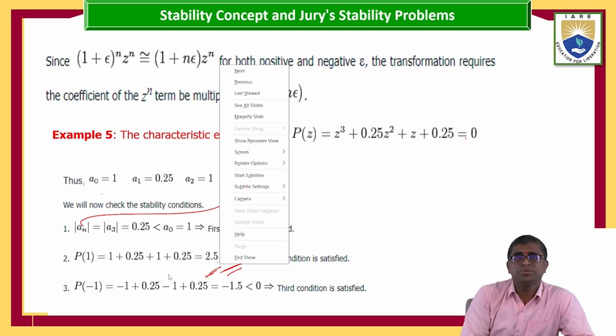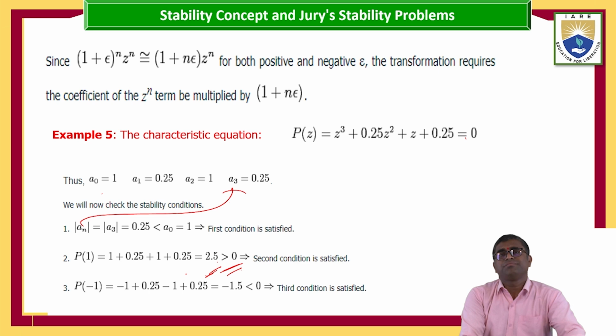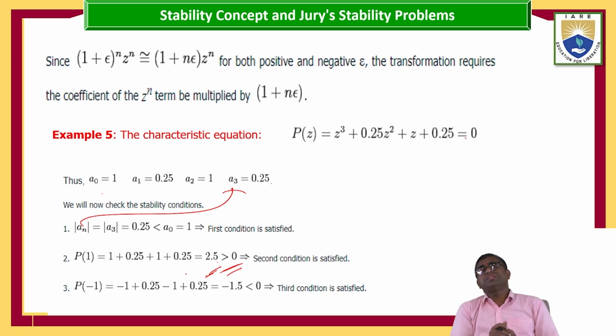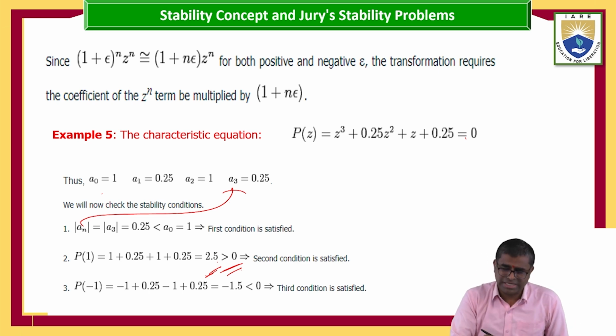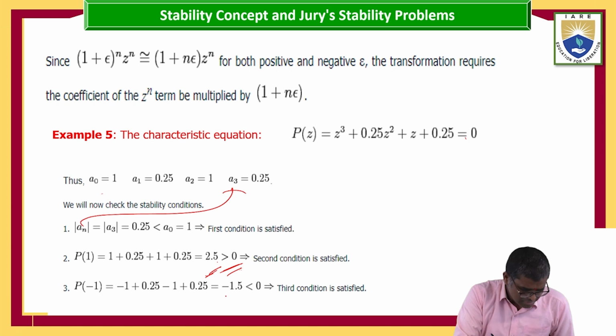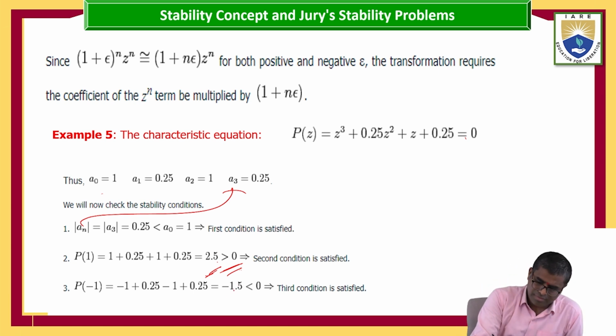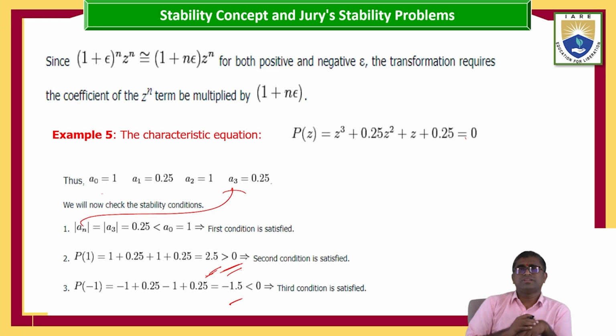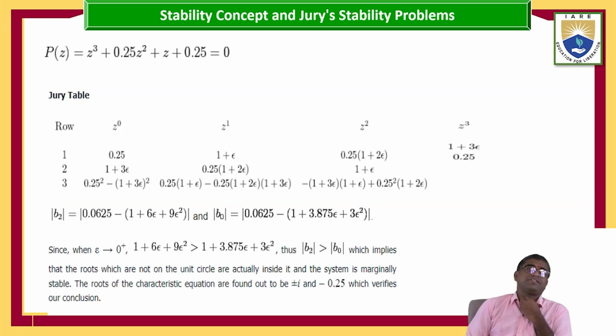Next one is P of minus 1. Substituting P of minus 1 in the polynomial equation, we got minus 1.35. It is less than 0. Negative value. That's why it will also be less than 0. Third condition is not satisfied.